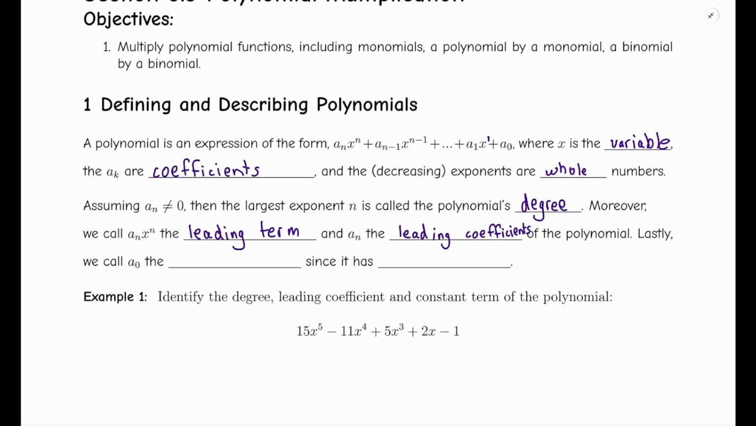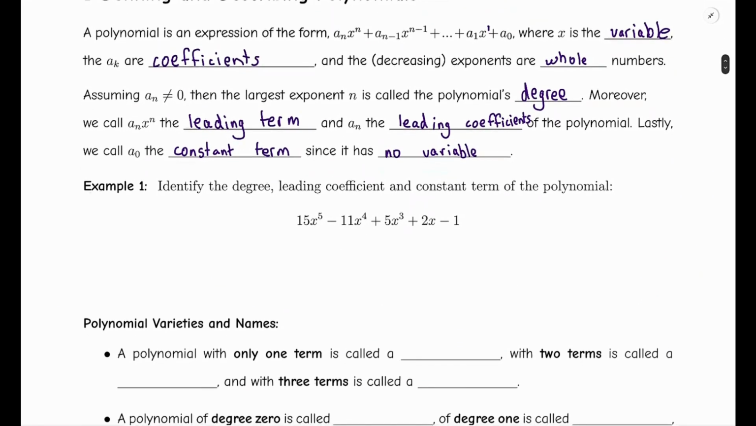Lastly, we call the a naught the constant term, since it has no variable. Example 1, identify the degree, leading coefficient, and constant term of the polynomial. So the degree is 5, the leading coefficient is 15, and the constant term is -1.